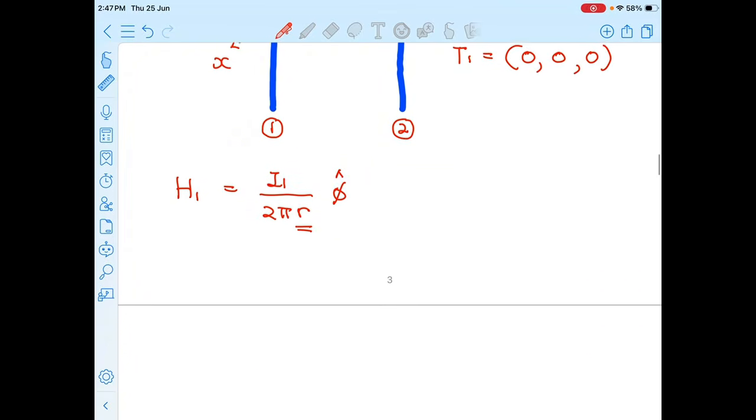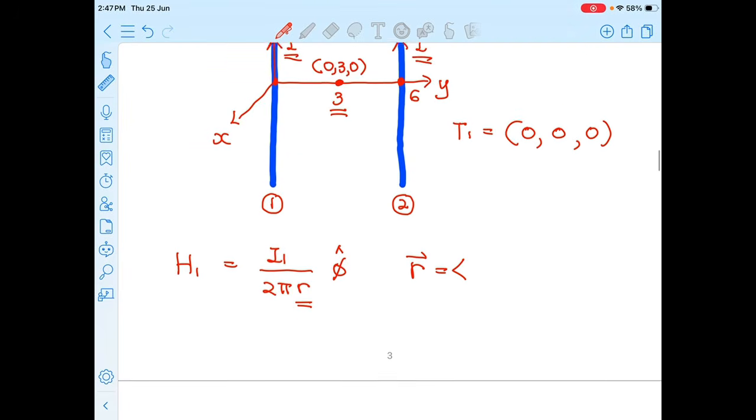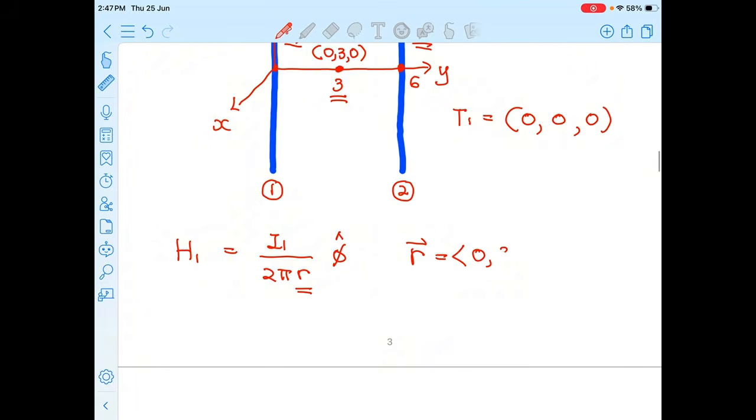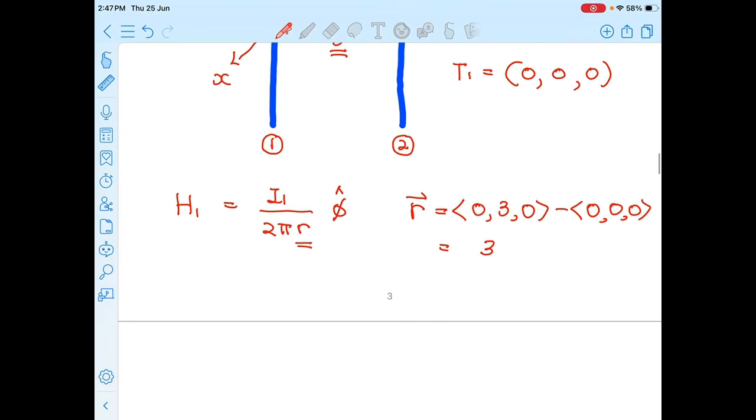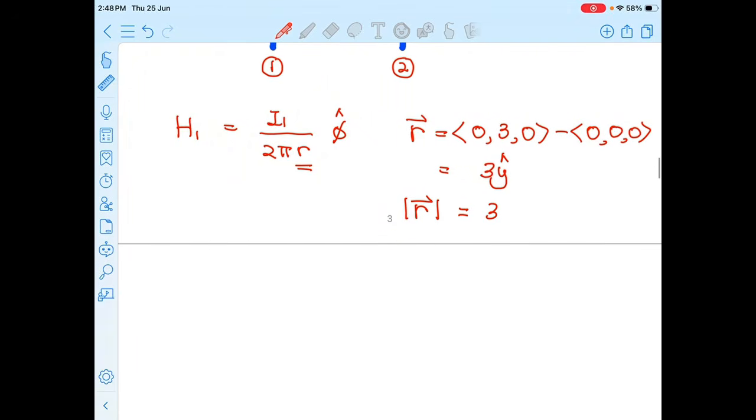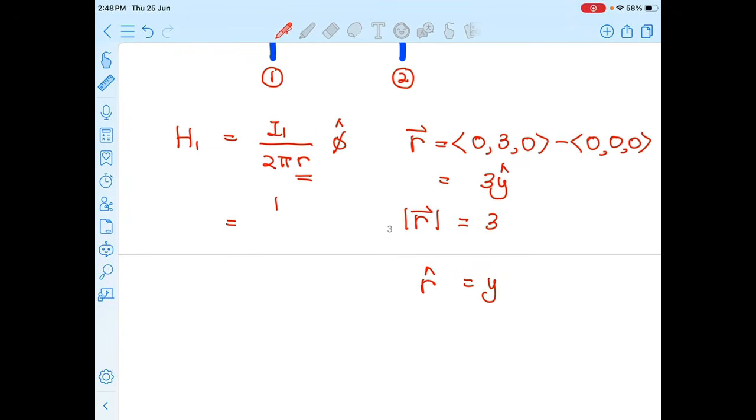So let's find the r vector. r equals P, that is (0, 3, 0), minus (0, 0, 0). So you have 3 in the y direction, and your magnitude r is equal to 3, and your unit vector is equal to a_y. So we are going to replace here: I1 is equal to 1 over 2πr.